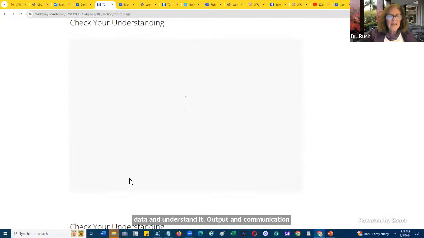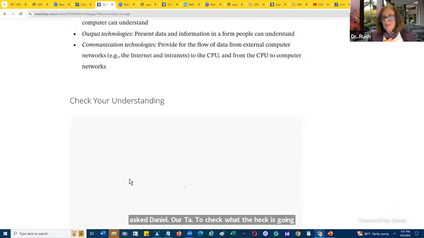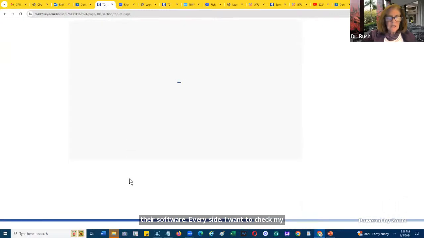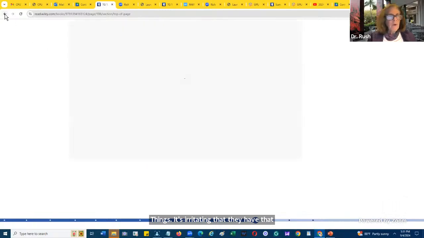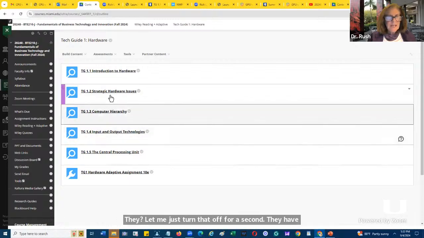And then from your understanding, see how this is, I asked Daniel, our TA, to check what is going on. A lot of you were having it. It's some Wiley glitch. You see this? We're not responsible. Guess where this is being served from? From their server, from their software. Every Saturday, I want to check my understanding, and it just puts me in a loop here. Do you see how many of these things? It's irritating that they have that. So along with it, they let me just turn that off for a second.